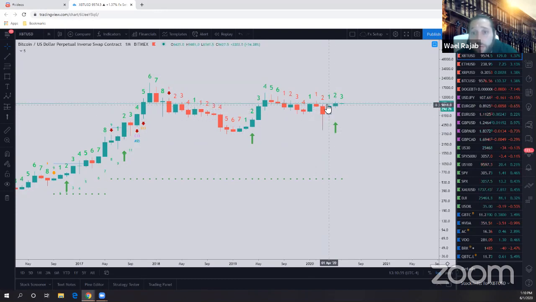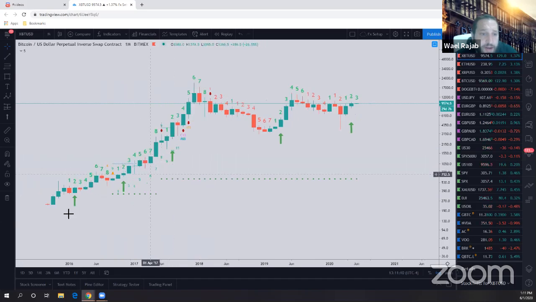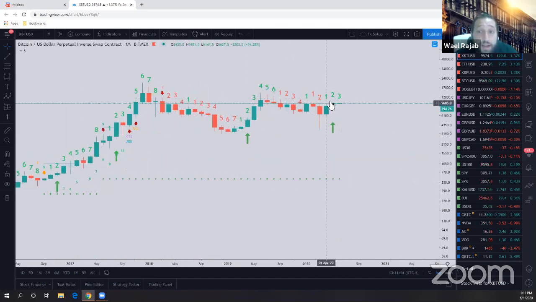And now we're over from this slam down. A lot of people went short here and lost money. They got liquidated. There were hundreds of millions. I don't know if it was even $1 billion in liquidations that day. Definitely crazy.